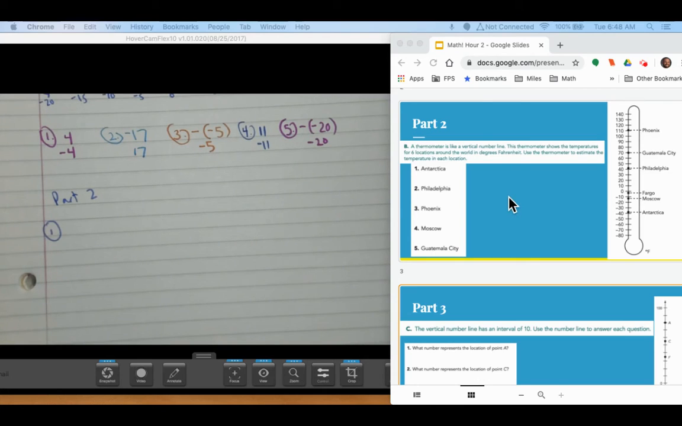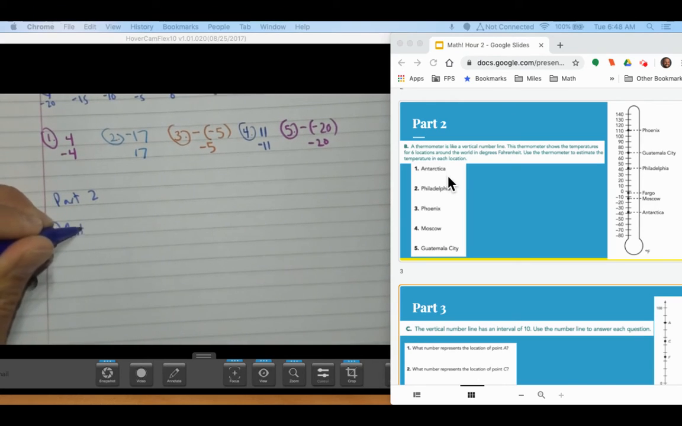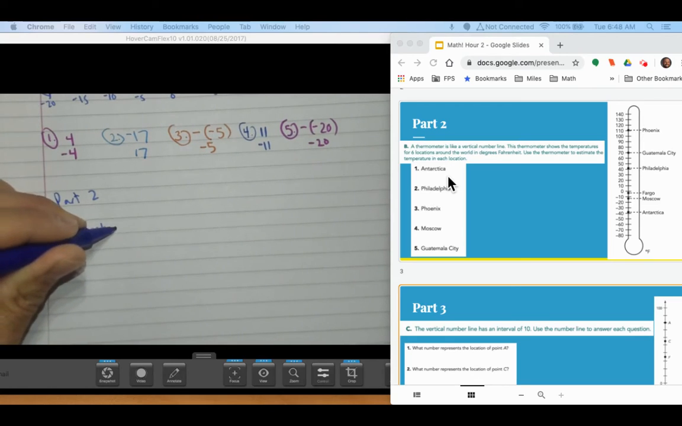So a thermometer is like a vertical number line. This thermometer shows the temperatures for 6 locations around the world in degrees Fahrenheit. Use the thermometer to estimate the temperature in each location. So you should estimate it and write it down first, and then play the video to see if you were right.